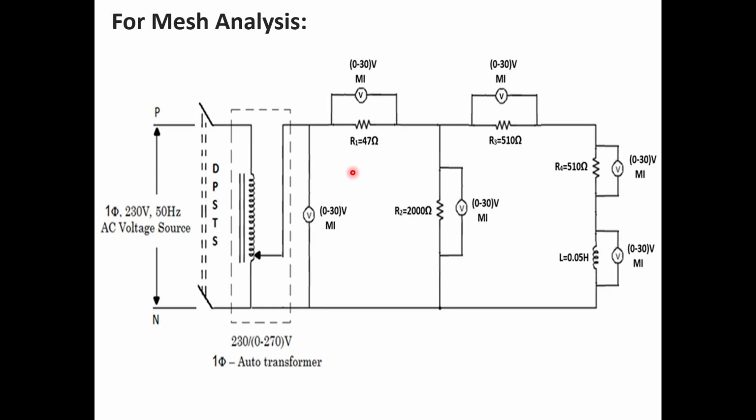If you observe, there are two loops. This is one loop, this is one loop. In mesh analysis, we will verify Kirchhoff's voltage law. In each loop, the algebraic sum of voltages must be equal to 0. So in this loop the algebraic sum of voltages must be equal to 0, and in this loop also the algebraic sum of voltages must be equal to 0. You can pause the video and copy down this circuit in your notes.